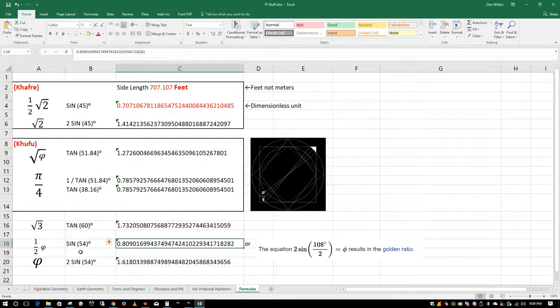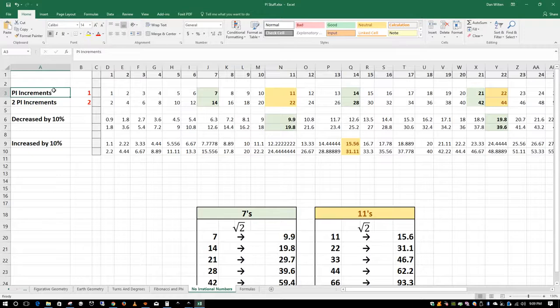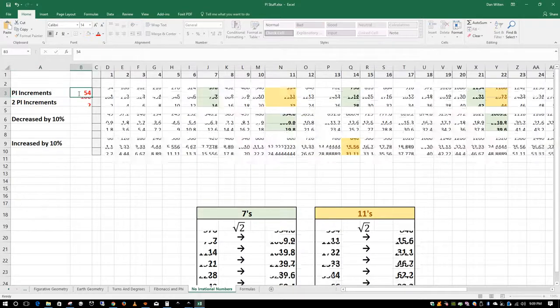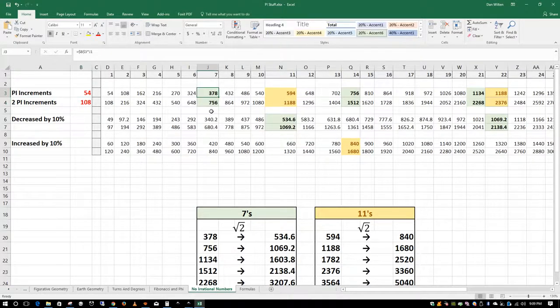And I think that there is some significance there between these pi increments that I'm showing you here and what we see when we take a look at the Great Pyramid. They're actually showing us another version of the golden ratio hidden inside the pi and the 2 pi increments that we see.